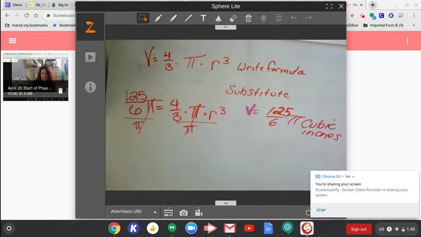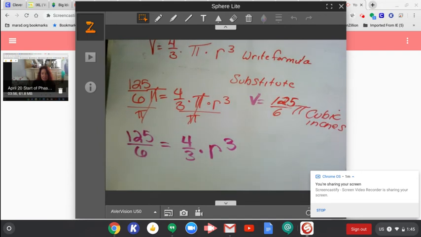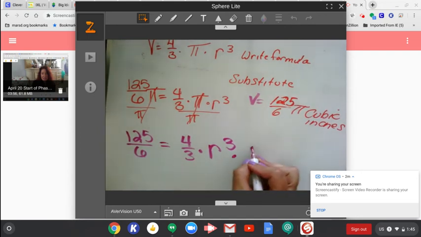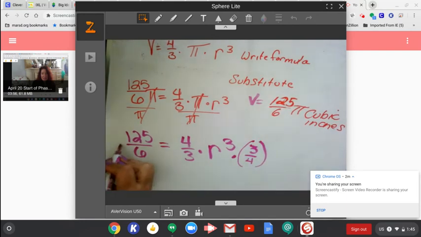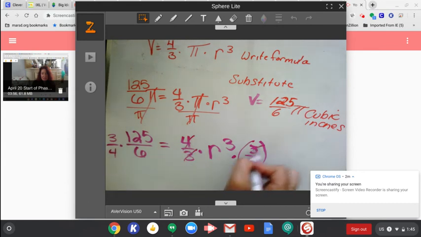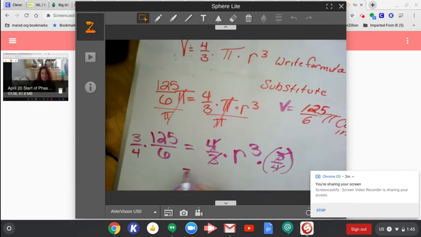Okay, and we're down to 125 divided by 6 equals 4/3 times radius cubed. Okay, we're going to do a little estimation after this. So I'm going to multiply both sides by the reciprocal, just like I've been doing all along. This is going to cancel out because any number times its reciprocal turns into 1. And we have the radius cubed.